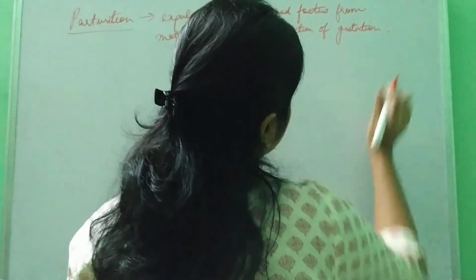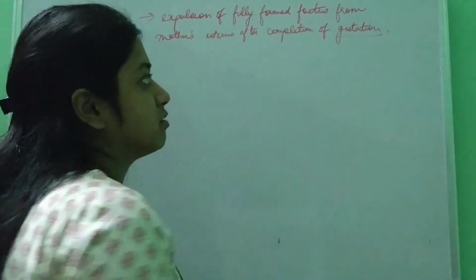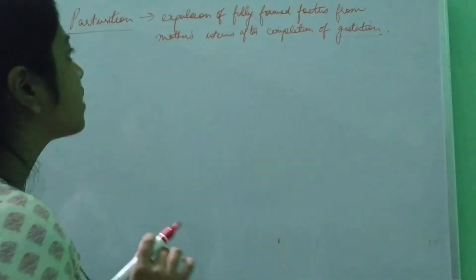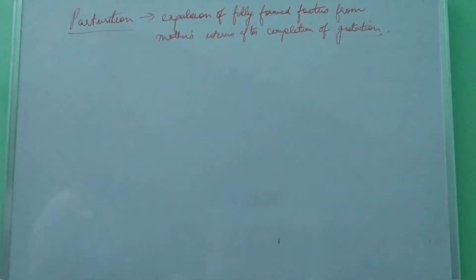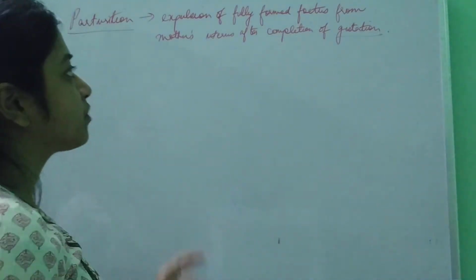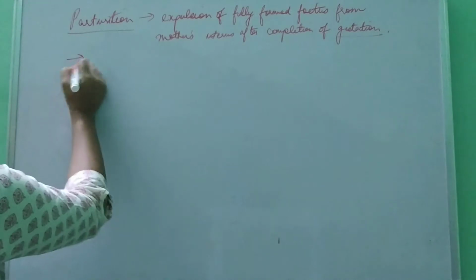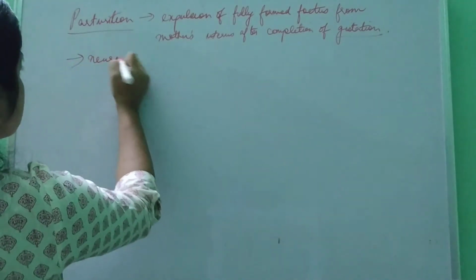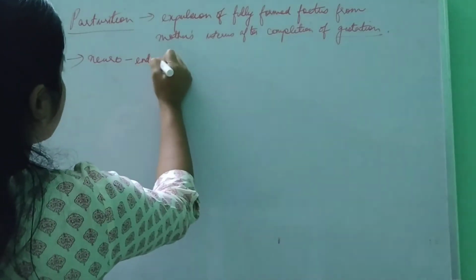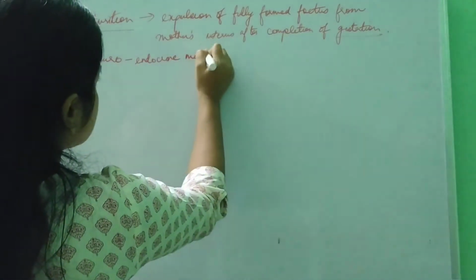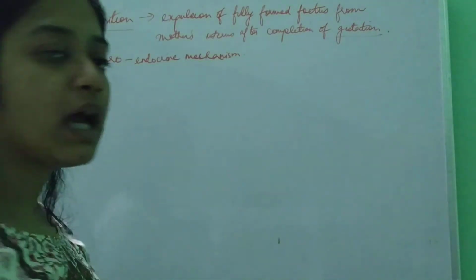The baby is generally inside the mother's womb for 9 months, so that is the gestation period. So expulsion of the fully formed fetus from the mother's uterus after completion of the gestation period, that is parturition, when the baby gets out. This process occurs by a neuroendocrine mechanism, means the nervous system and endocrine system are involved in bringing the baby out.